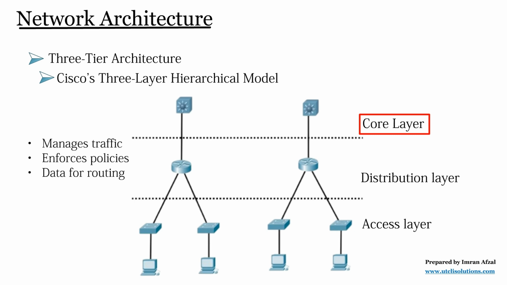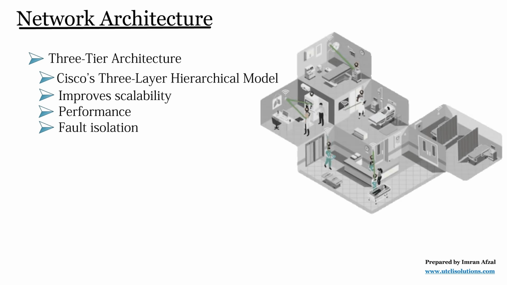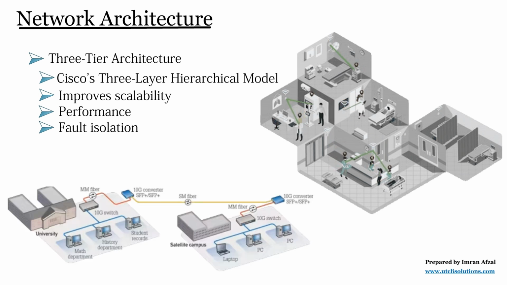Core layer is the backbone. It transports large volumes of data quickly between distribution points. It is optimized for speed and redundancy. The three-tier model improves scalability, performance, and fault isolation. That's why you will find this design used in large enterprises, hospitals, and universities where networks span multiple buildings or departments.